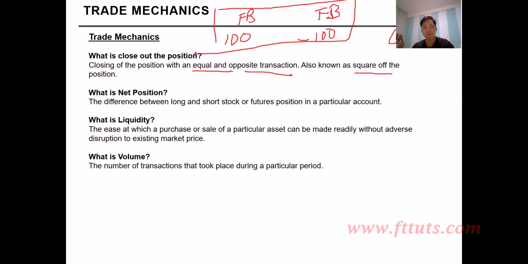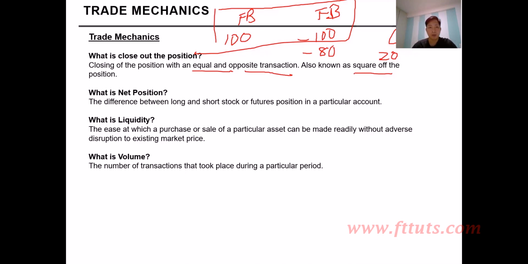Okay, simple, right? Okay, how about net position? Let's say yesterday you're long 100 shares of Facebook. Today you only let go 80 shares. You are left with 20 shares. Understand? So we say that your net position is 20 shares. That's the lingo we use.